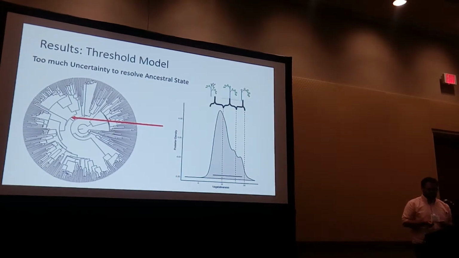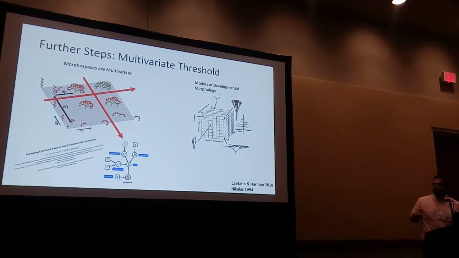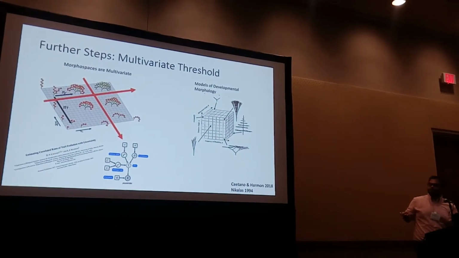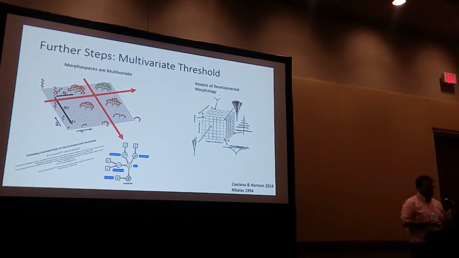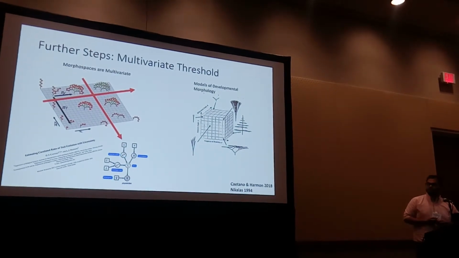But in the future, as you may have noticed, this morphospace is not defined by a single character, it's actually multivariate. And now there are multivariate approaches to account for uncertainty. So that's one aspect that I'm looking into.